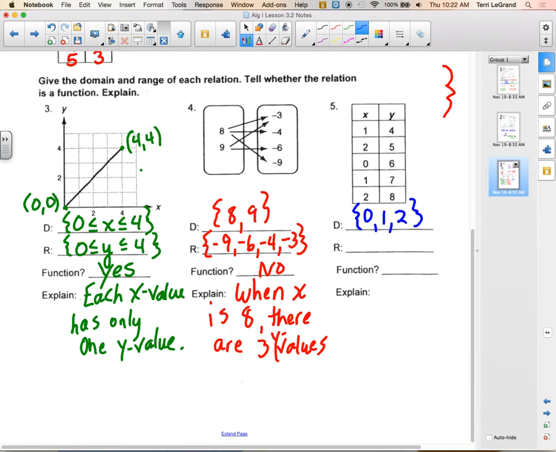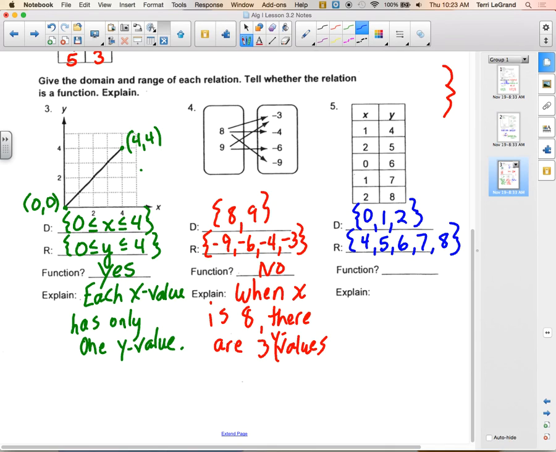What's the range? You do the range too while you're at it. 4, 5, 6, 7, and 8. Okay, so notice again, even though in the table there was an x value of 1 listed twice and an x value of 2 listed twice, we don't put them in the domain twice.